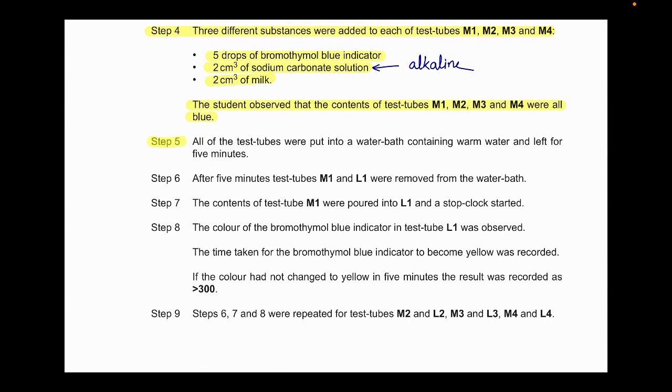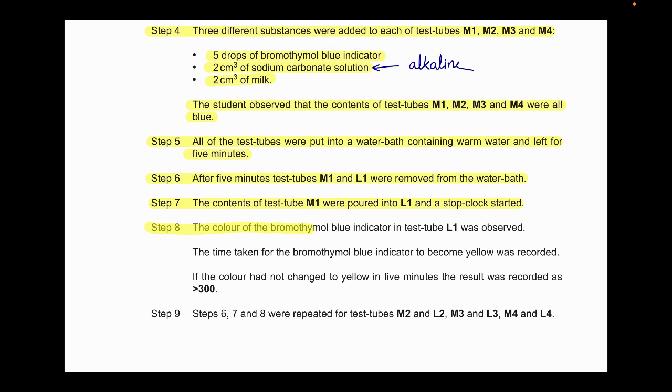Step 5. All of the test tubes were put into a water bath containing warm water and left for 5 minutes. Step 6. After 5 minutes, test tube M1 and L1 were removed from the water bath. Step 7. The contents of the test tube M1 was poured into L1 and a stop clock started. So basically we put them into the warm water bath so that we can bring them to the same temperature and then start the experiment.